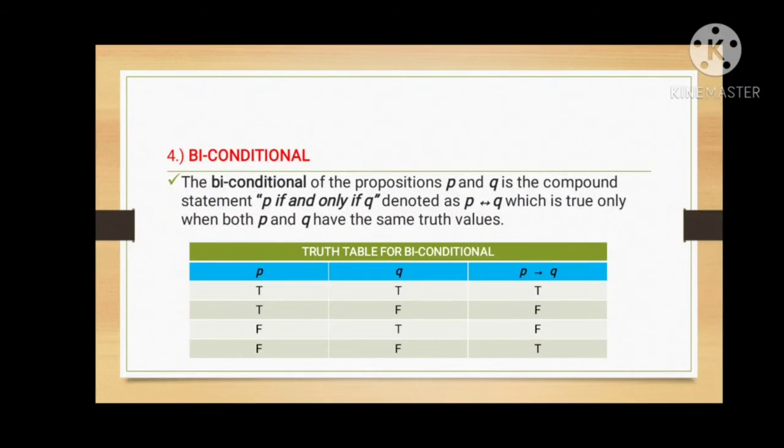So let's go down here for number 4, which is the biconditional. The biconditional of the propositions P and Q is the compound statement P if and only if Q, denoted as P ↔ Q, with the double-headed arrow symbol, which is true only when both P and Q have the same truth values.